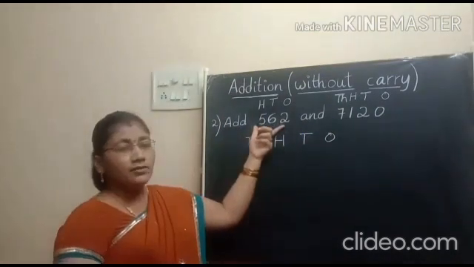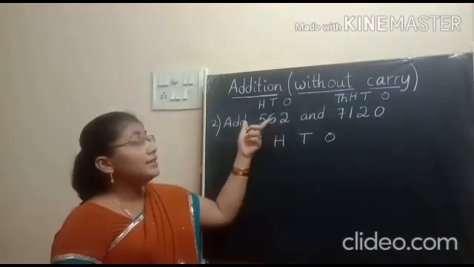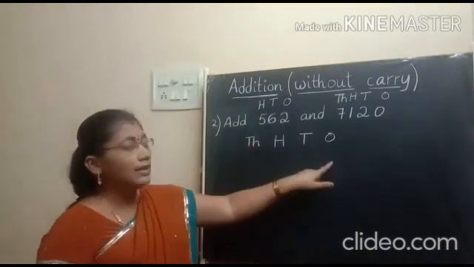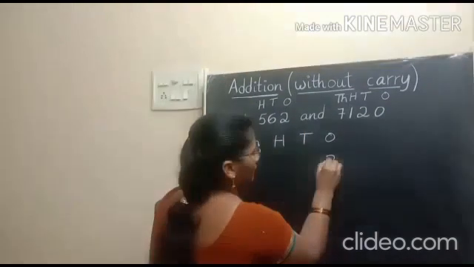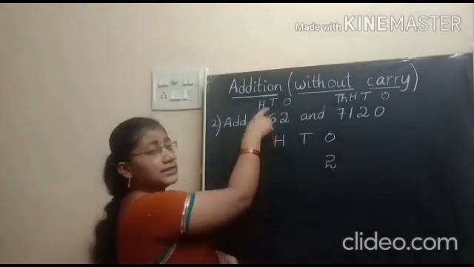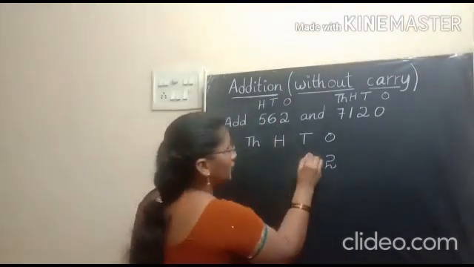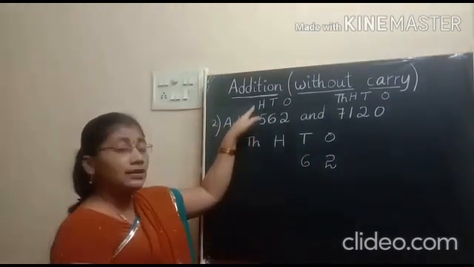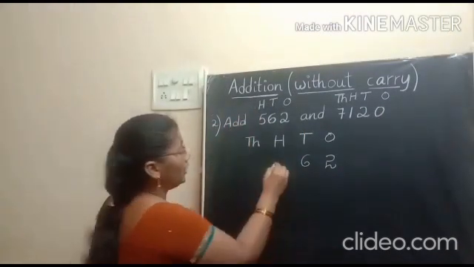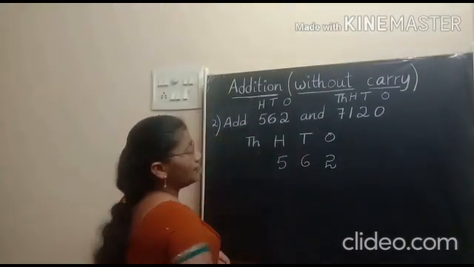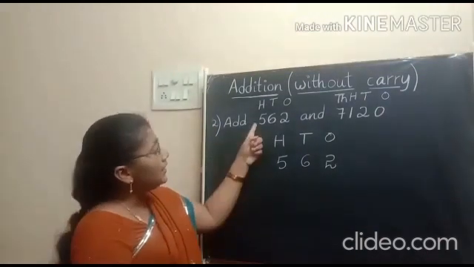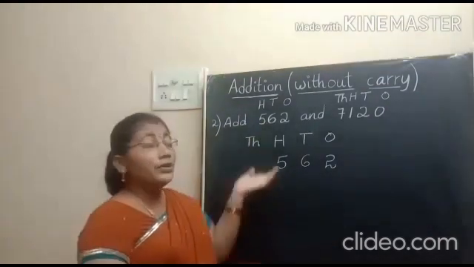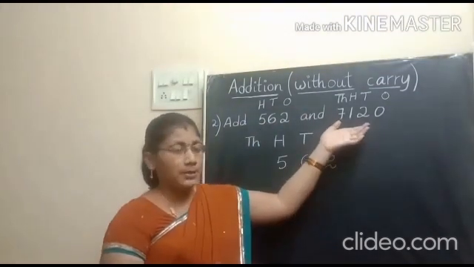Now, we can write any number at first position. First, I am taking 3-digit number. Here, 2 is in ones place. So, we should write 2 in ones column. Next, 6 is in tens place. So, we should write 6 in tens column. Next, 5 is in hundreds place. So, we should take 5 in hundreds column. Is there any digit in thousands? No. Okay.